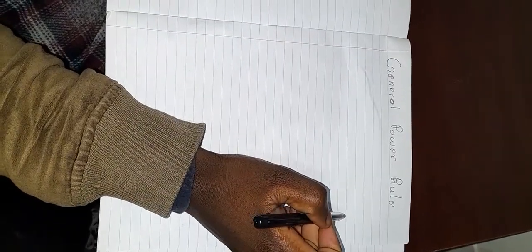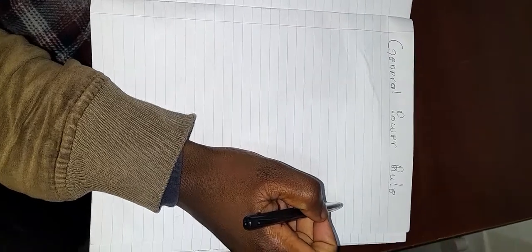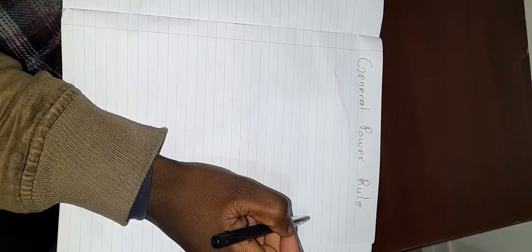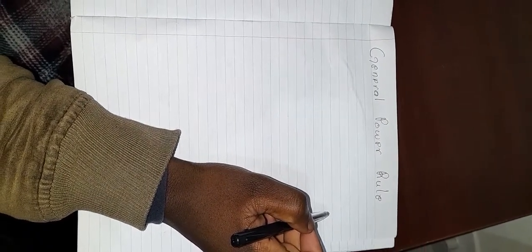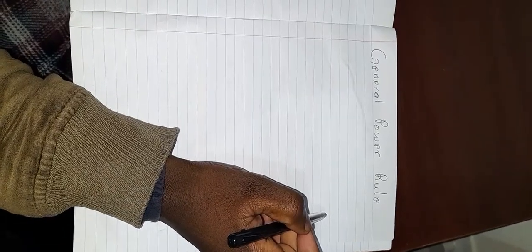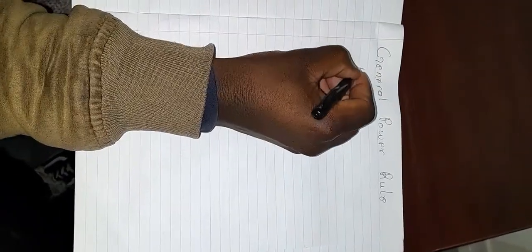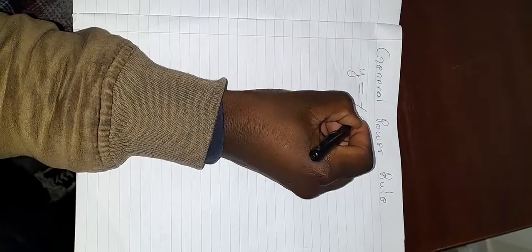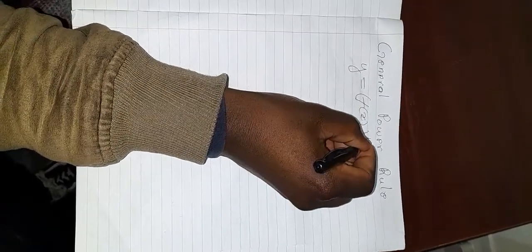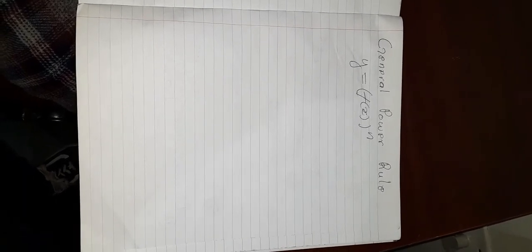General power rule, general power rule. So I will do one of the differentiation rules, which are the general power rule, product rule, quotient rule, and chain rule. But today I'll stick with the general power rule, which states whenever you're given a function like this. So this is a function, okay, it can be sine x to the power n, cos x to the power n, or ln x to the power n, or whatever function that has a power of n.